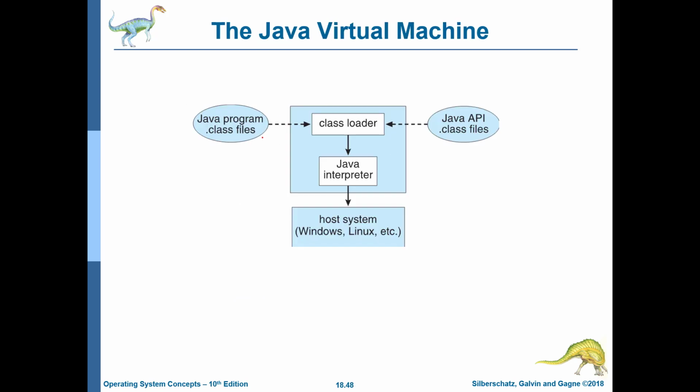So a simple illustration of that: we have our .class files. A class loader loads them along with other parts of the Java API. Then there is a Java interpreter. So we don't go instruction by instruction. What we do is take a bunch of instructions, do just-in-time compilation, come up with native machine code and run it on the host system.